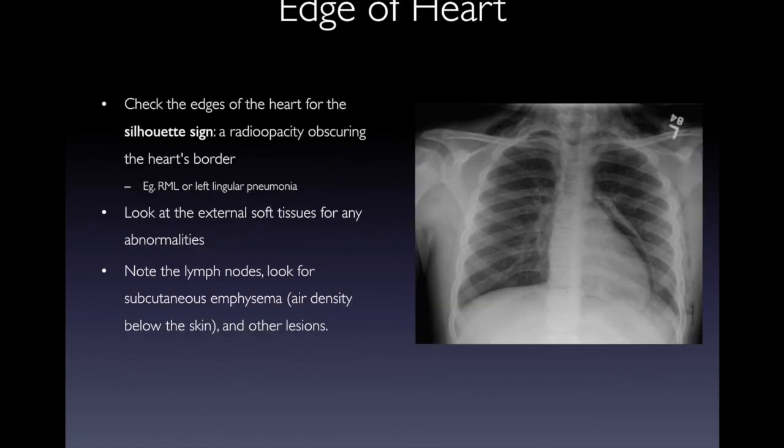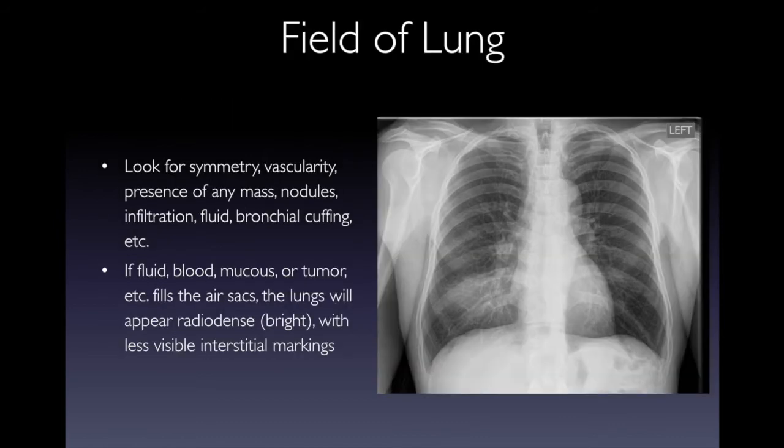Next is E, which is edge of the heart. You want to check the edges of the heart for any radiopacities obscuring the heart border, such as a right middle lobe infiltrate or a left lingular pneumonia. You also want to look at the external soft tissues for any abnormalities and note any lymph nodes or subcutaneous emphysema. As in this case, this is a pneumomediastinum, which you can see air tracking in the soft tissue structures of the neck, but then there's air along the left heart border.